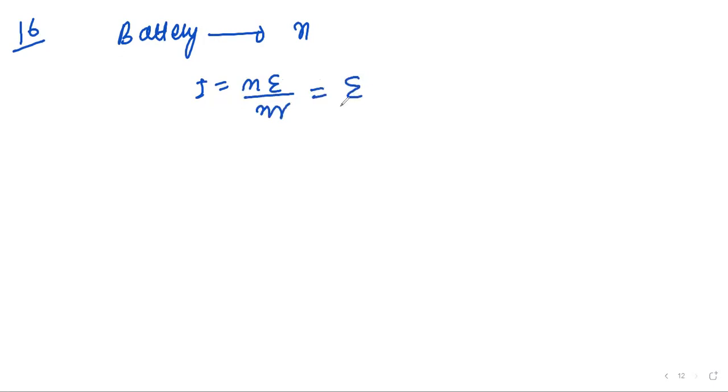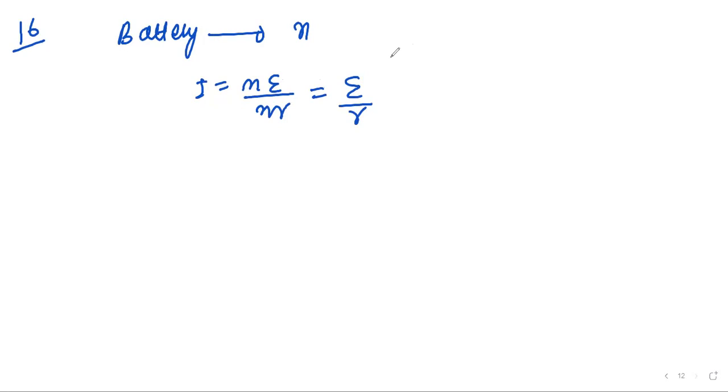Now look at question number 16. A battery consists of a variable number n of identical cells connected in series. The terminals of the battery are short circuited and the current is measured. The graph between them is shown. So the given battery has n identical cells of internal resistance R connected in series. The current will be I equal to NE upon NR, so it will become E upon R. So option C is correct.